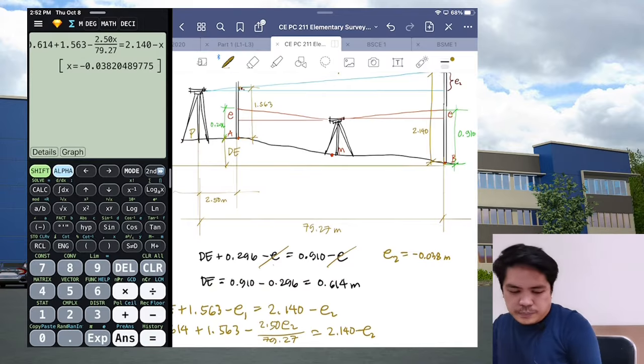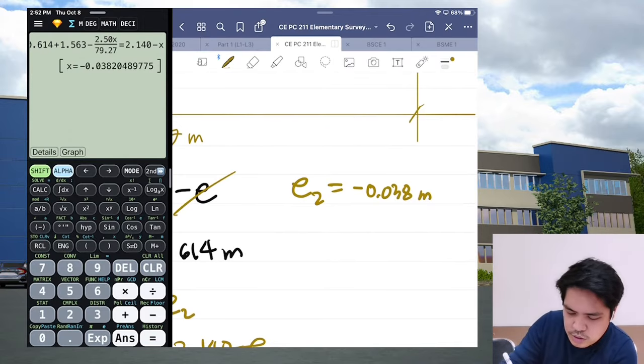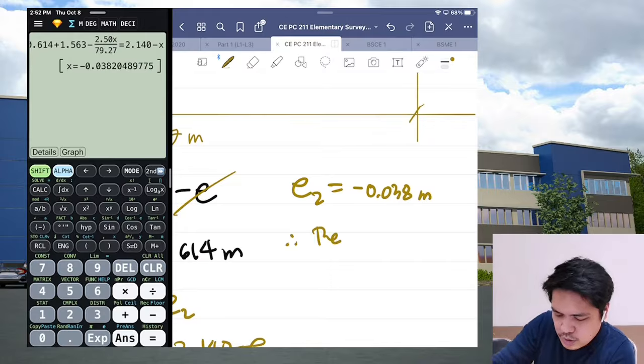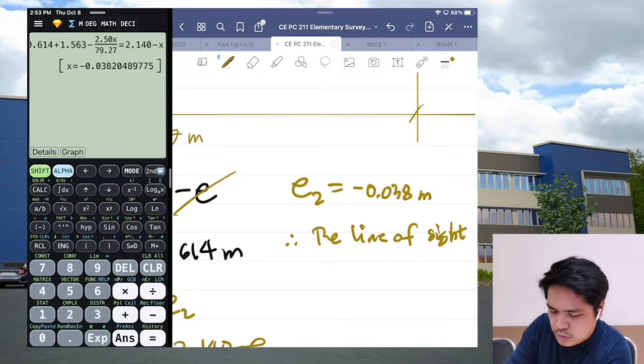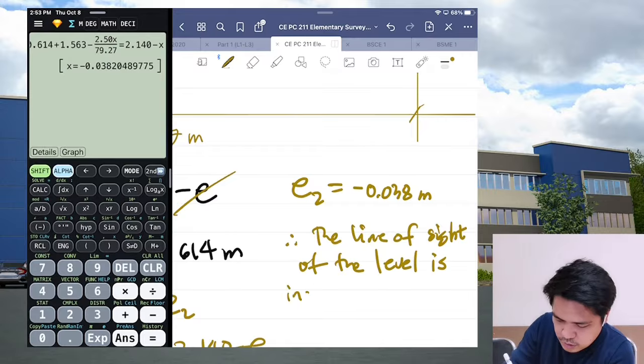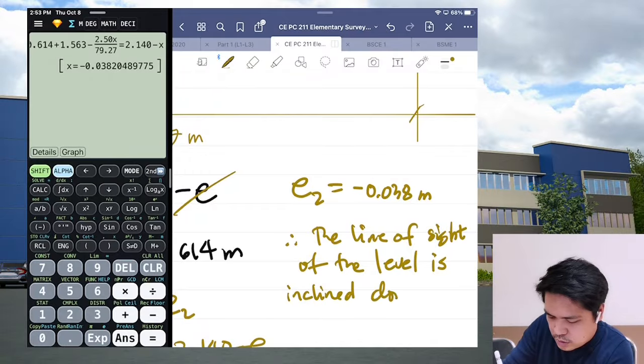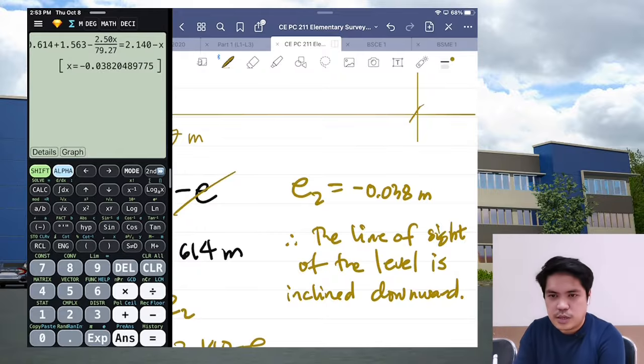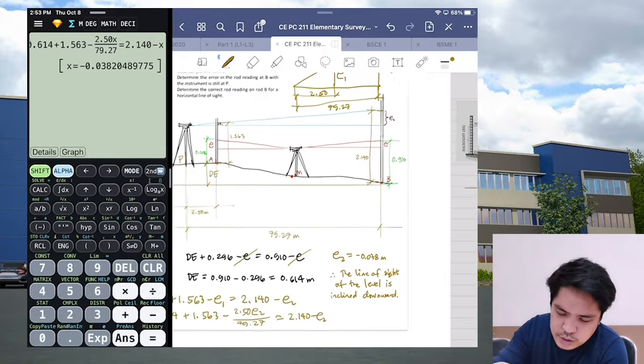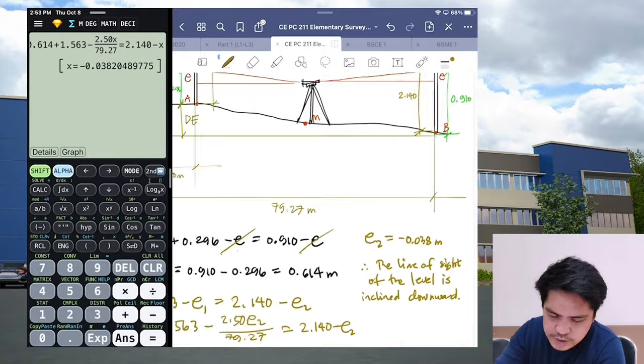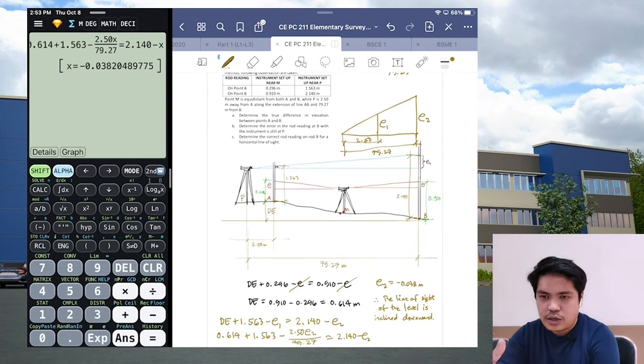So what does that mean? Negative yung lumabas na error. Therefore, the line of sight of the level is inclined downward. Kasi yung assumption natin is upward, di ba? But the result of our computation is negative. So therefore, we got the wrong assumption.